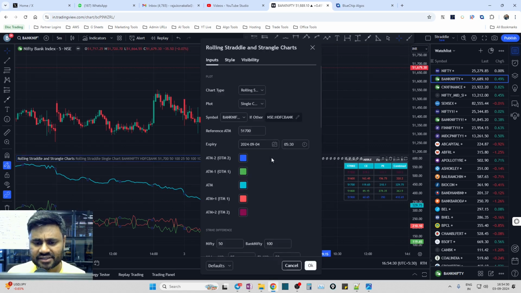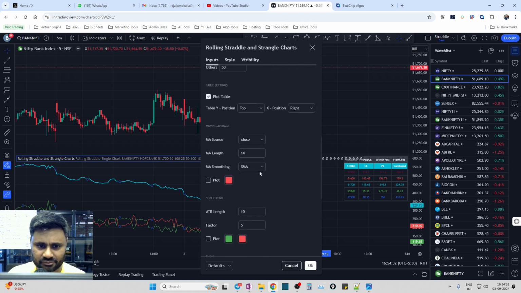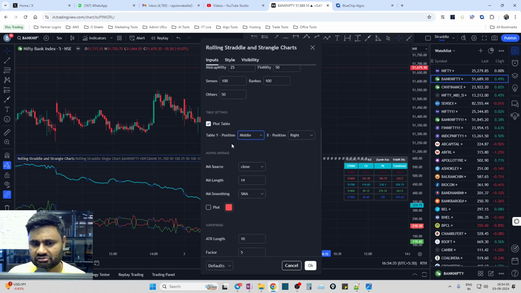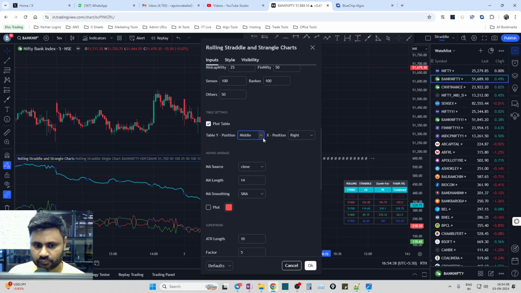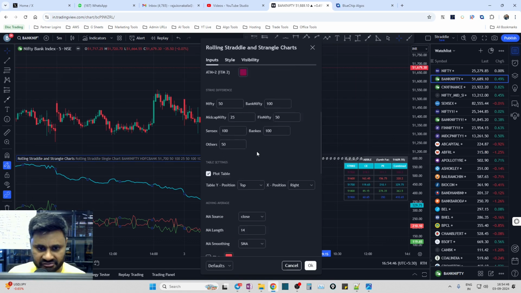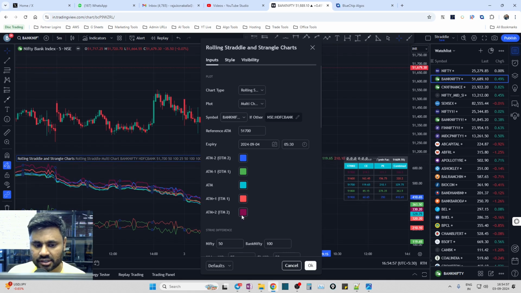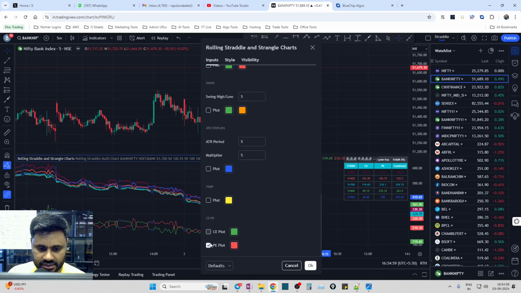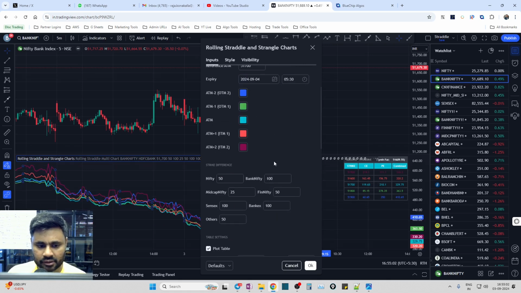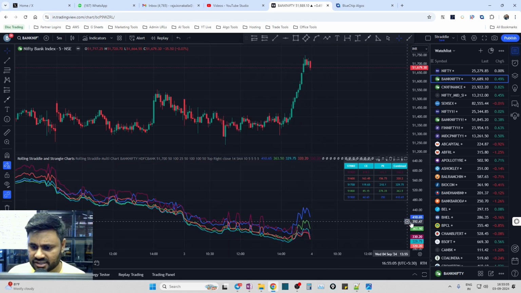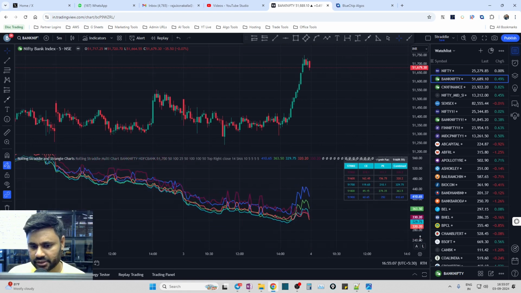So these are various things that we have in this indicator, and apart from that, you can also change the position of the table. If you want, you can put it in the middle right, bottom right, left, or center, wherever you want. It's totally flexible. And you can also change the colors of all these lines. Let's say you want to track this multi-chart. For multi-chart we have 5 colors. Let's remove this CE PE, so we have 5 lines now. In case you want to change the colors also, you can do it.